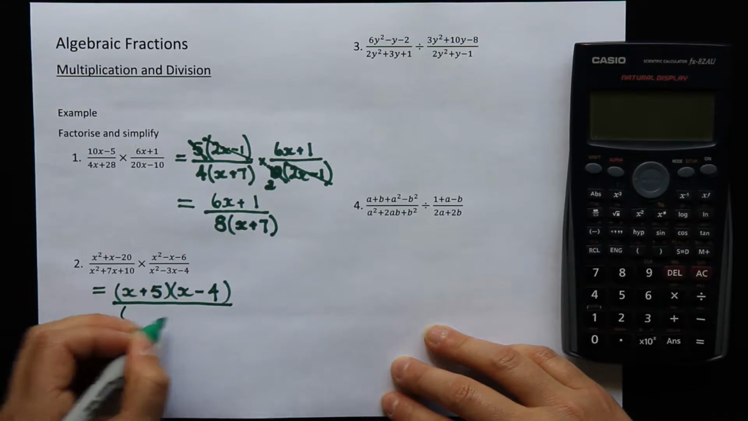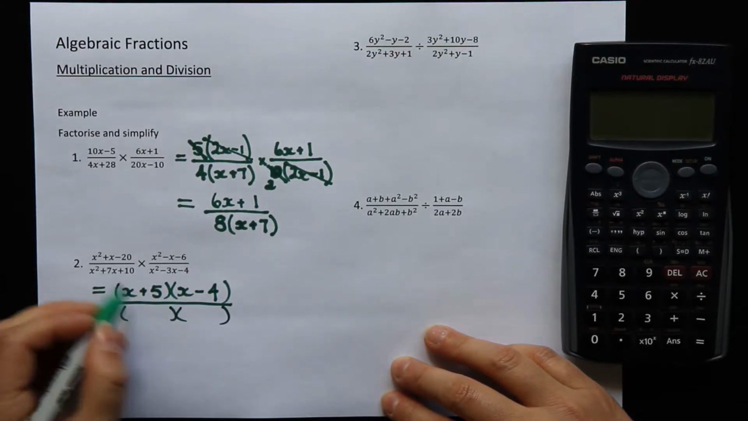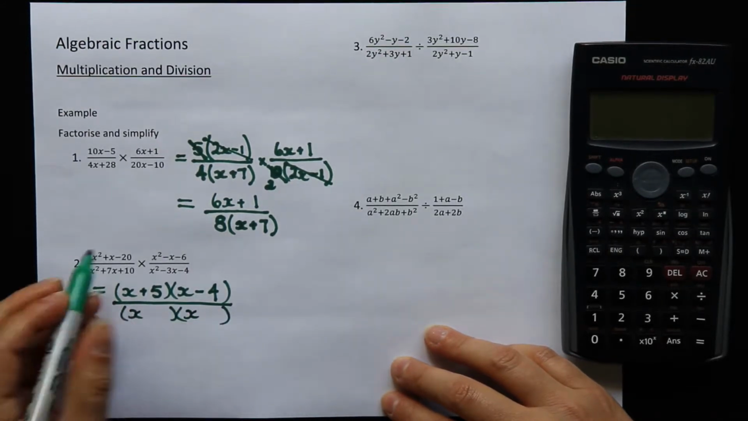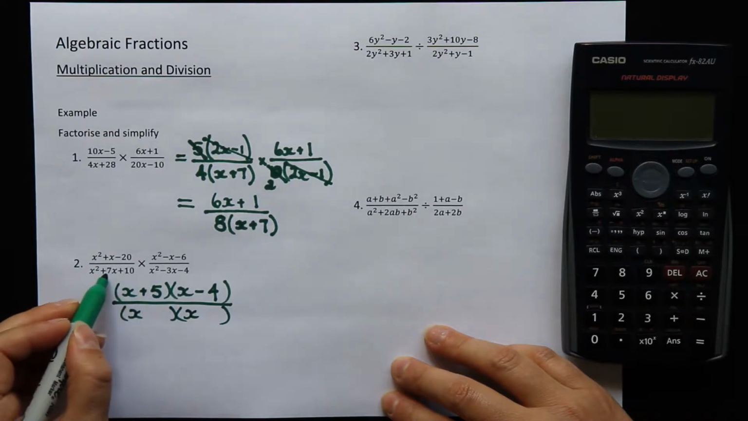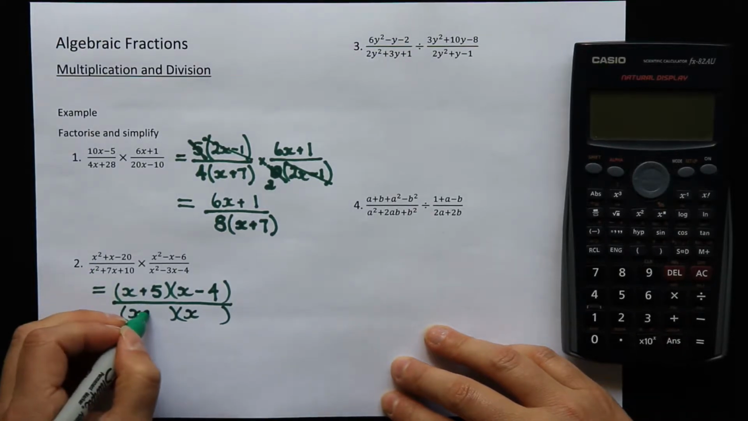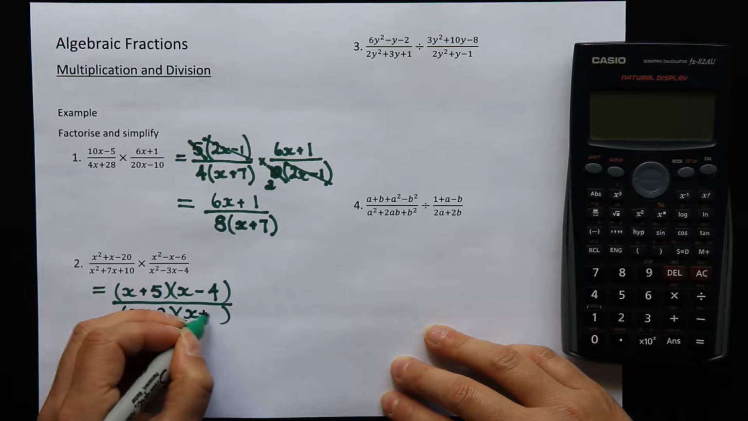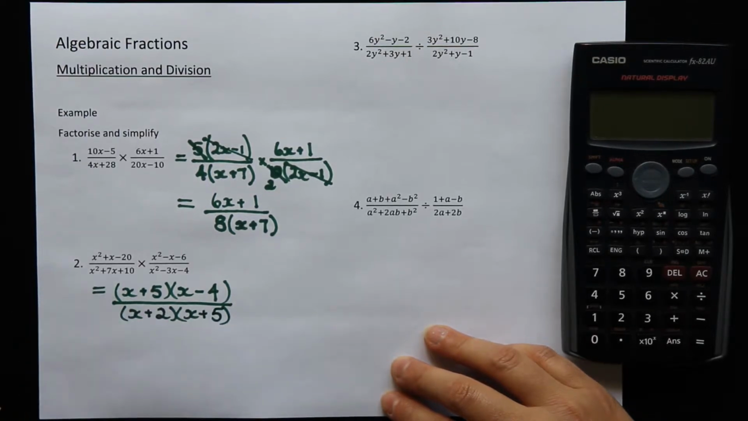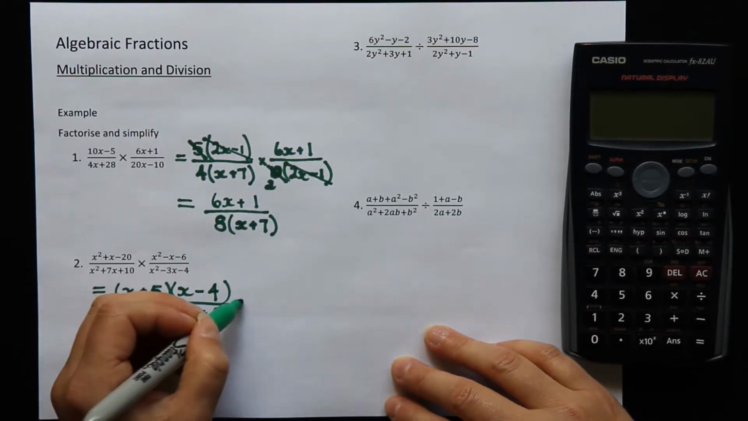On the bottom, double bracket, x in the front. This time we're looking for numbers that times to give 10 and add to give 7. That's going to be a positive 2 and a positive 5. That will work. Okay, now second fraction.